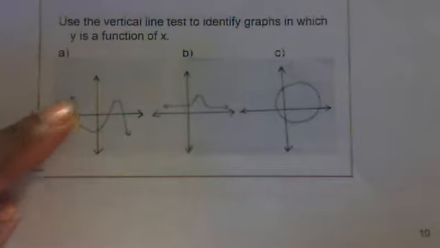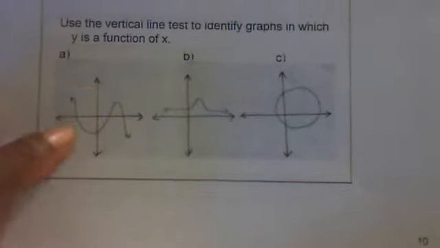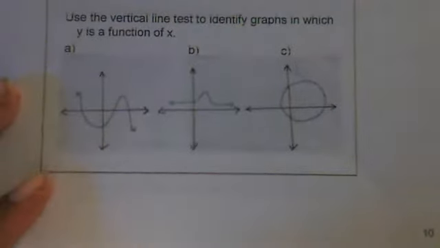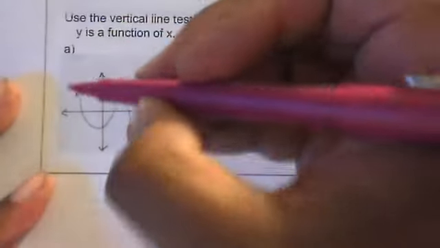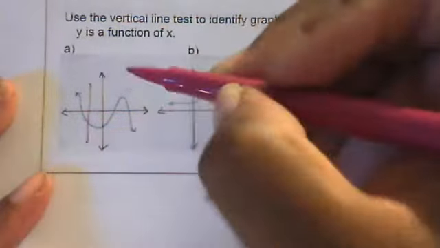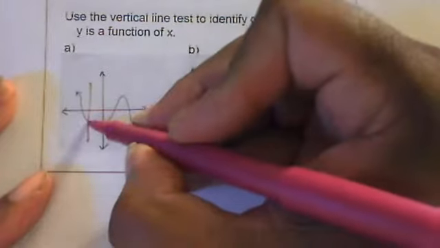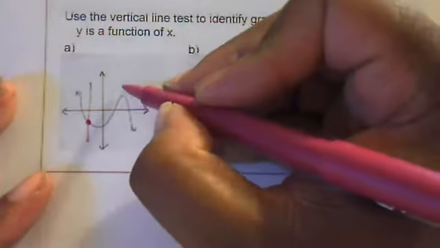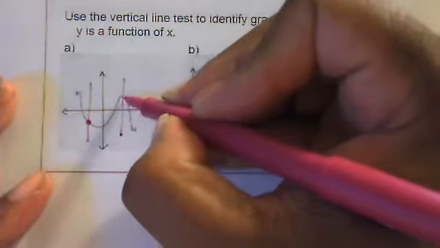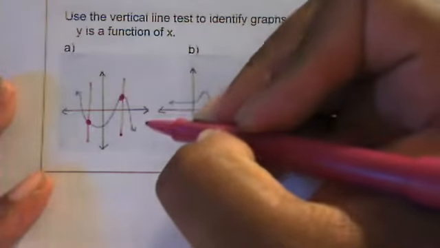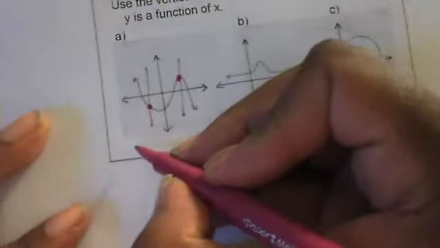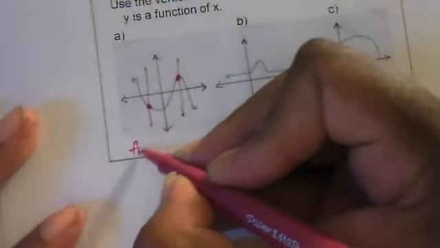Here's graph A. The graph looks like this. Now you can draw the vertical line anywhere, either to the left or to the right, but it must pass that graph only once. So if I draw a vertical line here, you can see that the vertical line passes the graph at only one place. Or I could draw it here. It's only passing the graph at only one place. So part A, this graph in A represents a function.